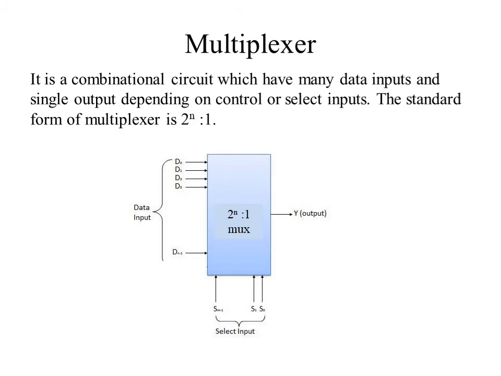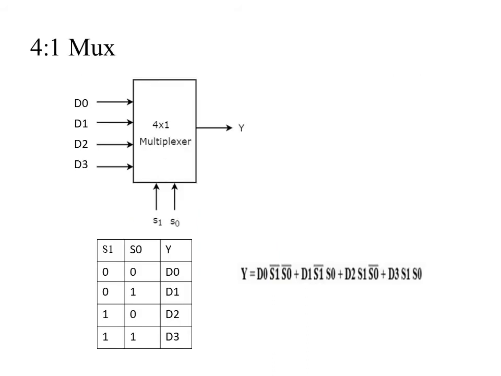Since multiplexer has 2 raised to n to 1 standard form, where 2 raised to n represents number of input lines and n represents number of select lines. So, in that, the 4 to 1 mux. A multiplexer can also be called a mux. Since it is a 4 cross 1 mux, it has 4 input lines D0, D1, D2, D3 and a single output line.